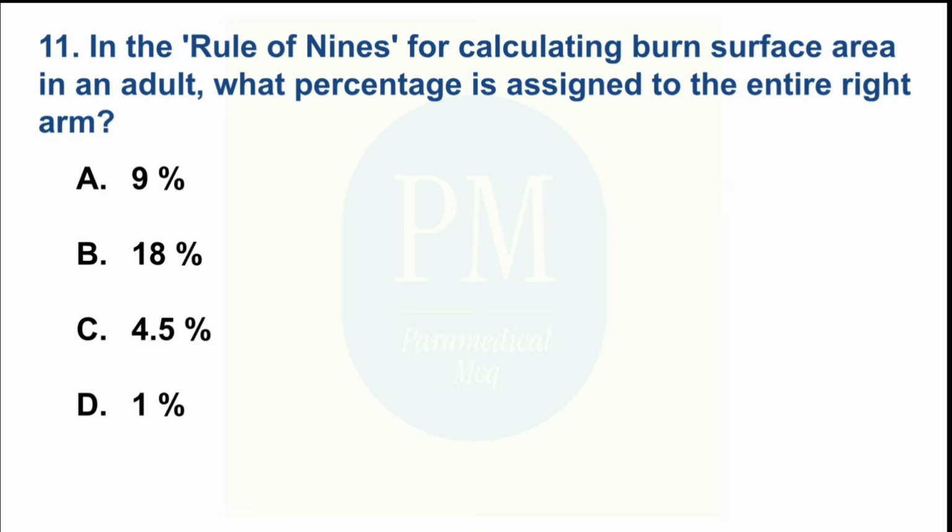In the rule of nines for calculating burn surface area in an adult, what percentage is assigned to the entire right arm? Option A. 9%. Option B. 18%. Option C. 4.5%. Option D. 1%. The correct option is option A. 9%.